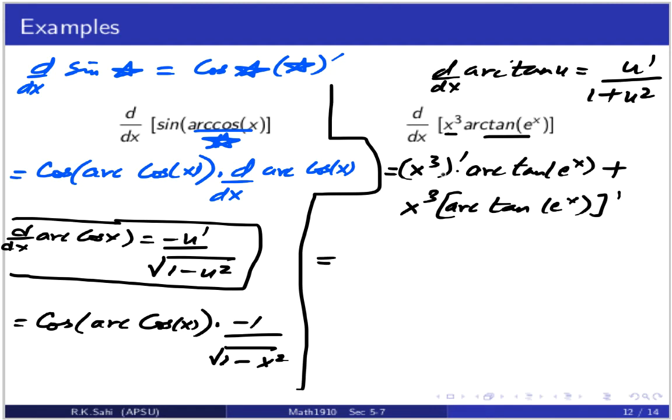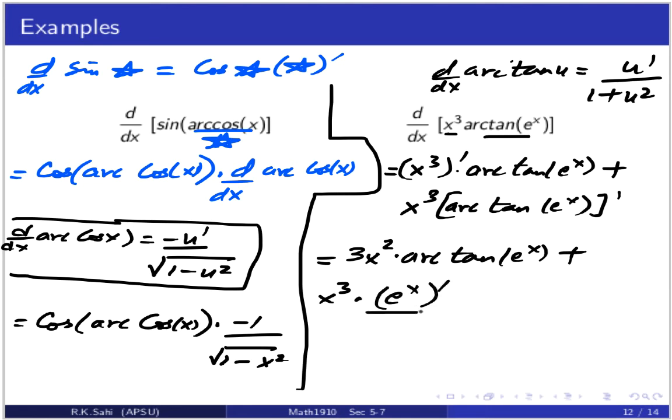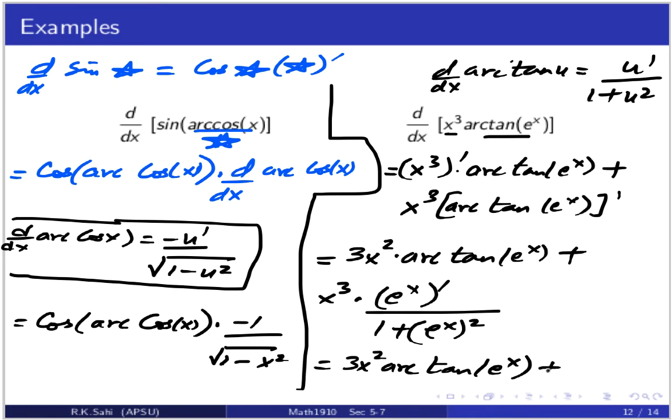So let's now come back here. x cubed differential is 3x squared times arc tangent e to the power x, plus x cubed, now e to the power x is u prime, times e to the power x over 1 plus e to the power x squared. So your final answer: 3x squared arc tangent e to the power x plus x cubed times e to the power x, the differential is the same, over 1 plus e to the power 2x.